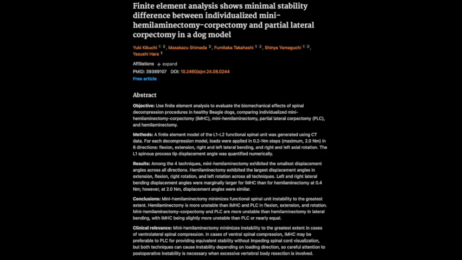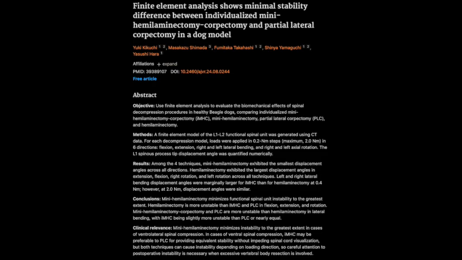Right, but they all go about it in different ways. Yeah, you could say that. Each technique involves removing different parts of the vertebrae. And this study looked at how well each technique maintains the spine's stability after surgery. Oh, that's important. And how did they do that? They used something called finite element analysis. Yeah, it sounds pretty high-tech. Can you break that down a little?